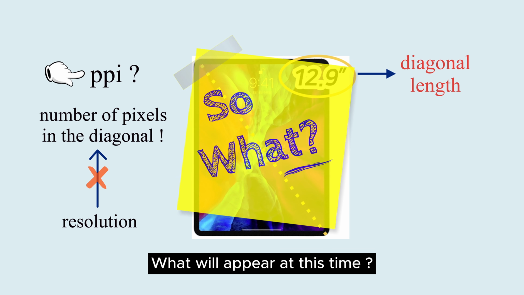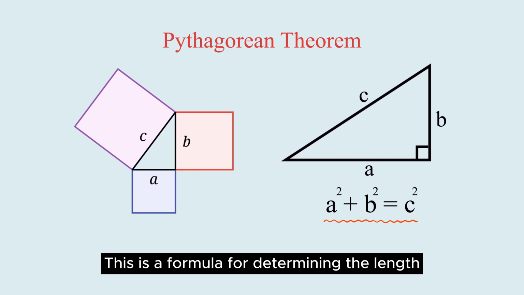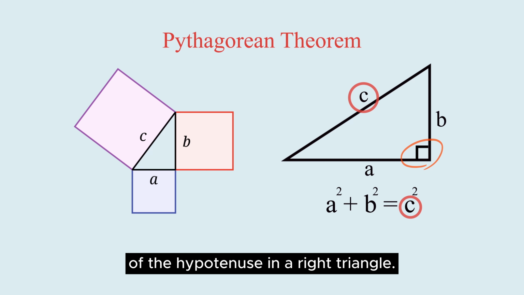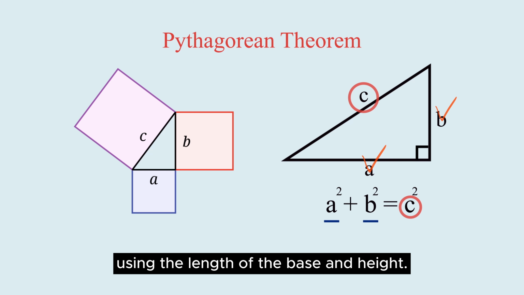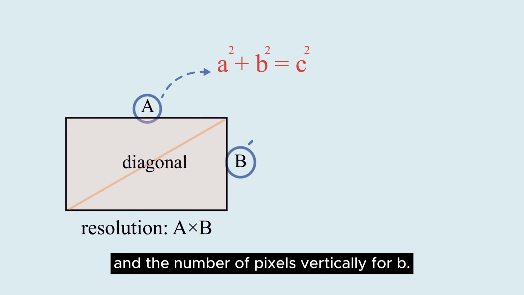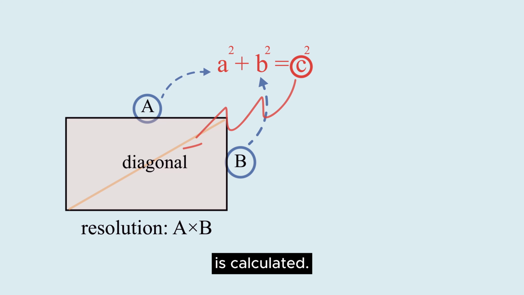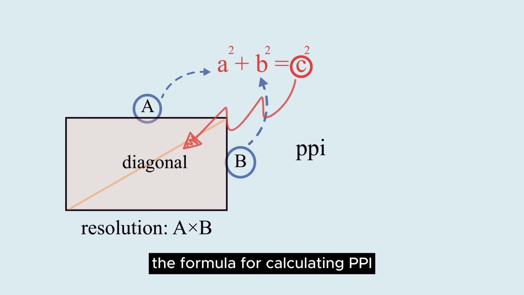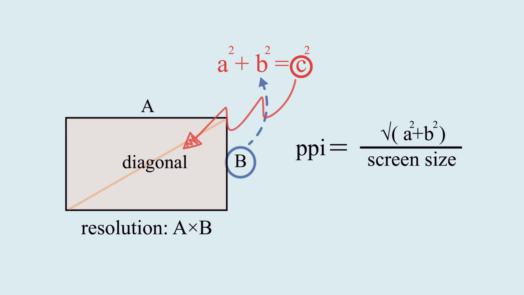What will appear at this time? That's right, it's time for the Pythagorean theorem to appear. This is a formula for determining the length of the hypotenuse in a right triangle. We can find the length of the hypotenuse using the length of the base and height. In this formula, substitute the number of pixels horizontally for A and the number of pixels vertically for B. Then see, the number of pixels on the diagonal is calculated. In the end, the formula for calculating PPI for a screen with a certain resolution is this.